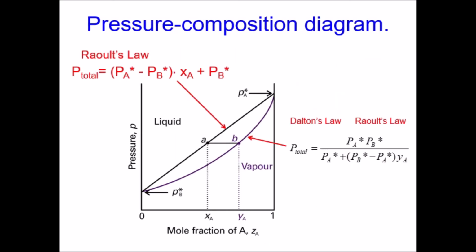In the last two slides, we derived two equations. One is the total pressure as a function of XA. This represents the pressure and the liquid composition curve. The other equation is total pressure as a function of YA. This represents the pressure and the composition of the vapor phase. Assemble these two together, we have the pressure composition phase diagram.